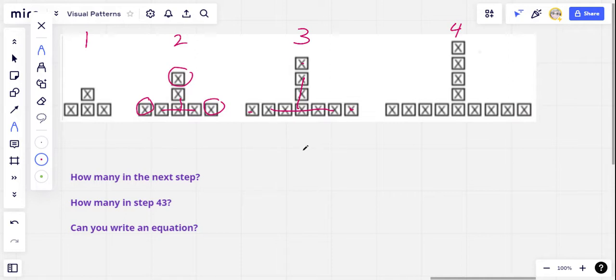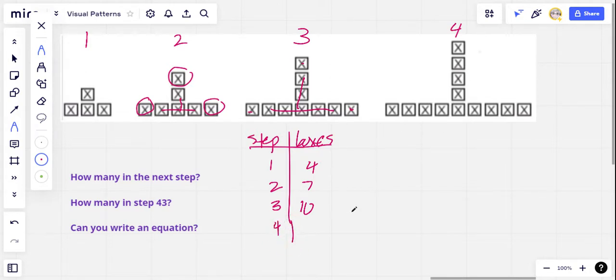So it looks like they're adding three, one to each of the sort of branches of the T in every step. If we were to make a chart for this, where we had the step number and then the number of boxes, step one has 4 boxes. Step two has 7 boxes. Step three has 10 boxes. Is that right? Yeah, it looks like it. And step four has 13.